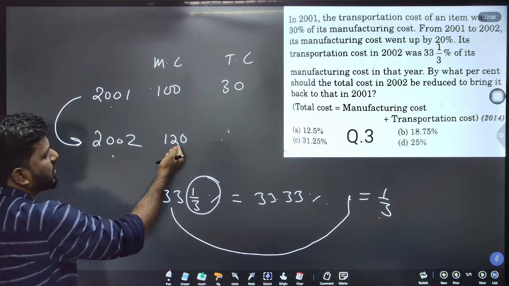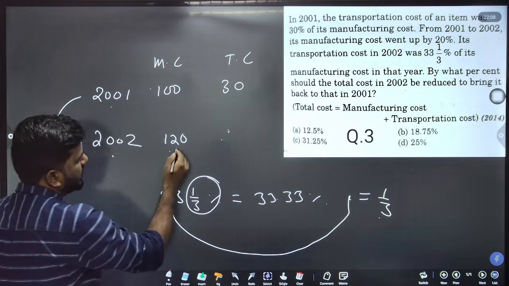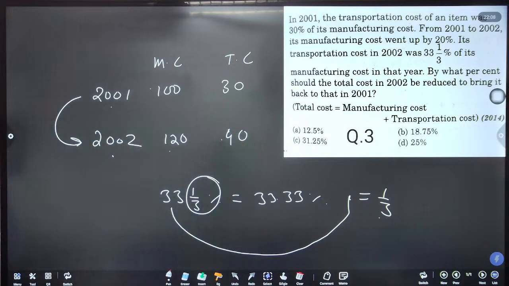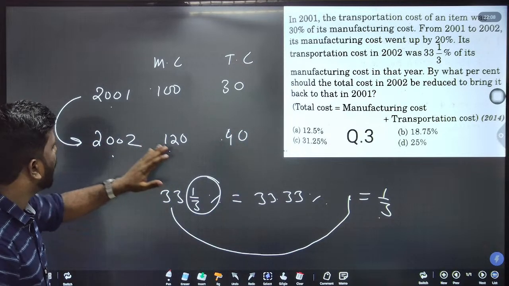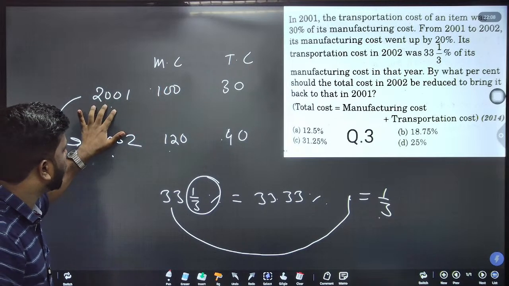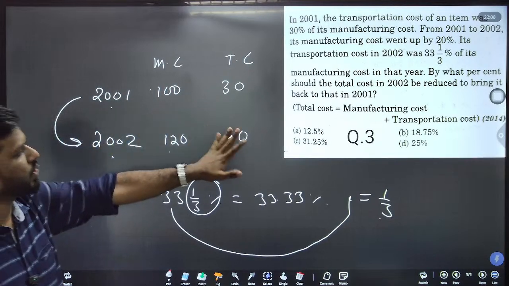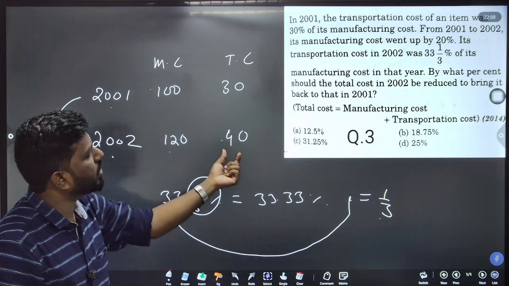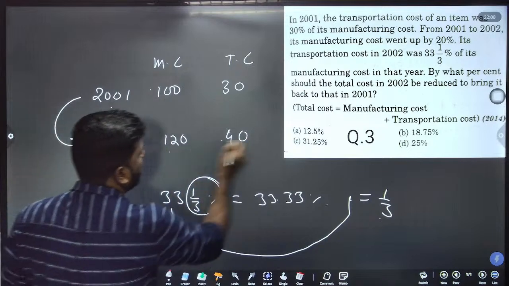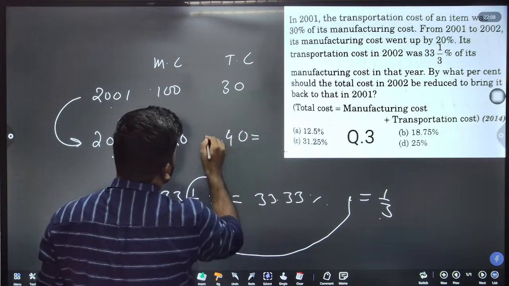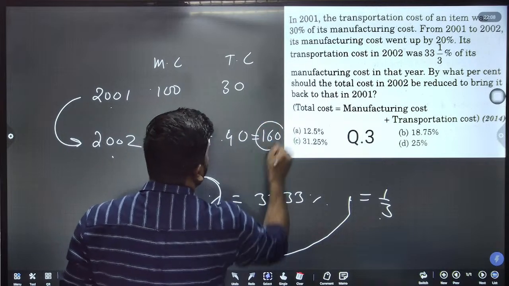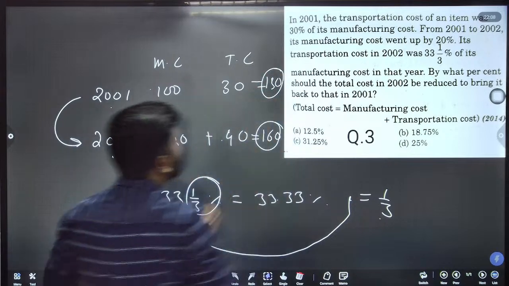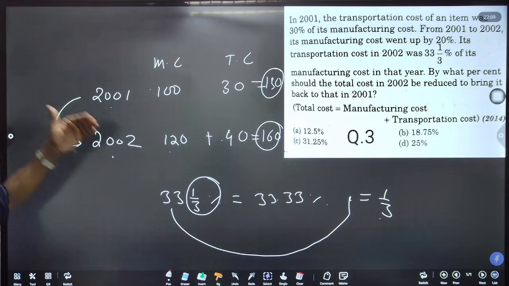Now manufacturing cost is 120 and its 1/3, you just divide by 3, you'll get 40 as your transportation cost. So far we have found all the costs for 2001 and 2002. Now let's understand the question. By what percent should the total cost in 2002 be reduced? Total cost was 120 plus 40, this will be 160. And in 2001, 100 plus 30, this will be 130. Now these are your respective total costs in 2001 and 2002.